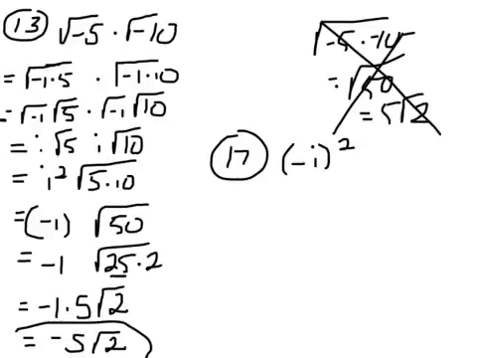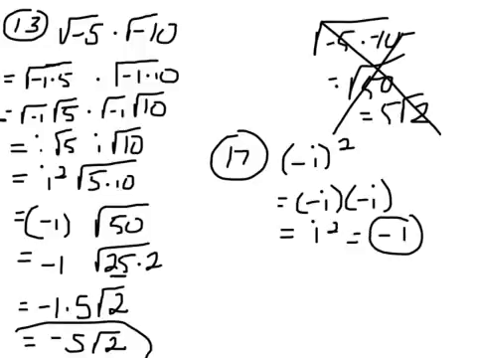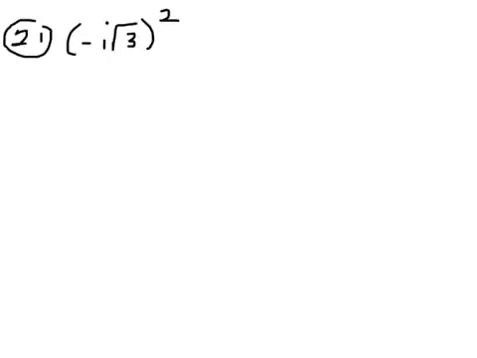Okay, what about 17 then? It's negative i squared. That means there's two copies of negative i. Well, a negative times a negative is a positive, and i times i is i squared. And what is i squared? Oh, it's just negative 1.